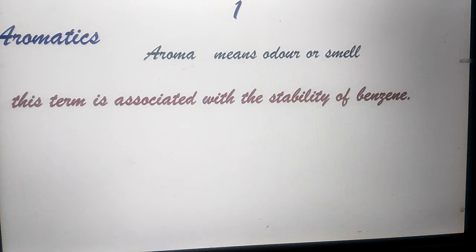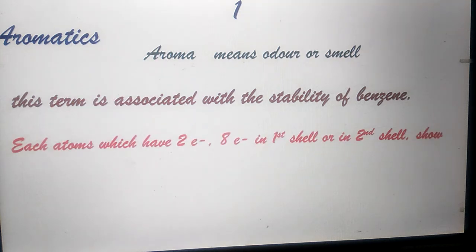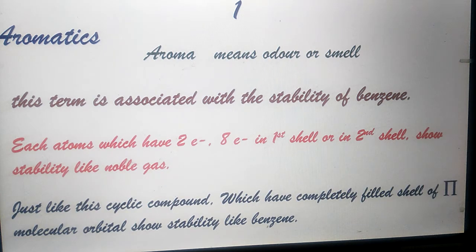How we compare the stability of cyclic compound with the stability of benzene? Just like each atom which have 2 electron in first shell or 8 electron in second shell show stability like noble gas, just like this, any cyclic compound which have completely filled shell of pi molecular orbital shows stability like benzene. What is completely filled shell of pi molecular orbital?